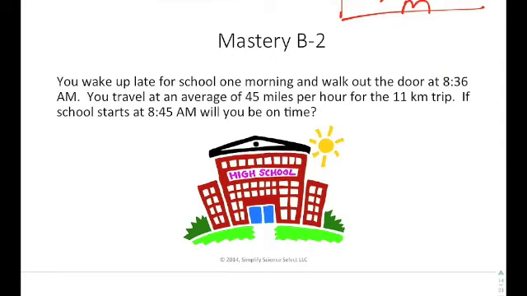In the next example, it says you wake up late for school one morning and walk out the door at 8:36 a.m. You travel at an average of 45 miles per hour for the 11-kilometer trip. If school starts at 8:45, will you be on time?